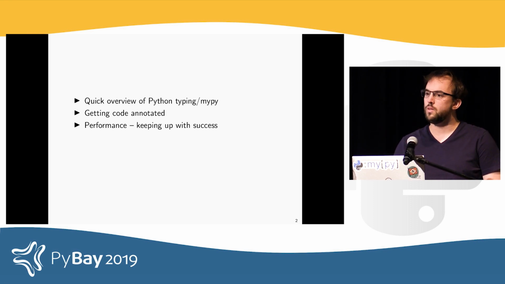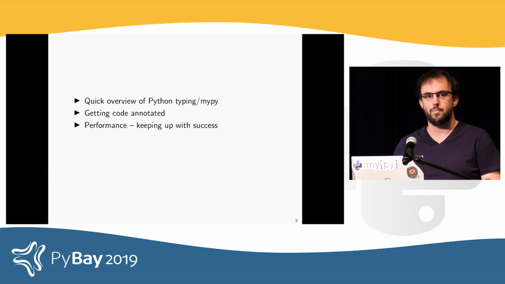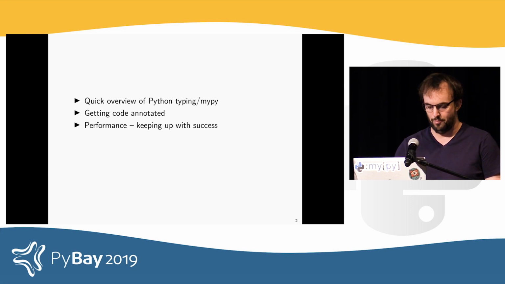development. So what this talk is going to look like is it's going to be a quick overview of Python typing and what mypy does. Then we'll talk about what we did at Dropbox to get code annotated and what lessons people might be able to take from that. And then we'll talk about some of the problems that our success caused us and how we kept up with them.